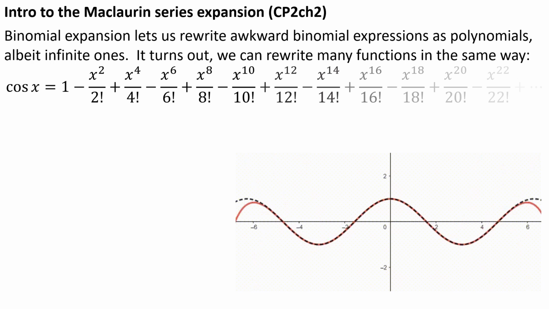Introduction to the Maclaurin series expansion. This is taken from the Core Pure 2 book, Chapter 2 for Edexcel Further Maths. The first thing to point out is that every function that you've come across so far, including many that you haven't, can be expanded in a way that so far you've probably only seen for binomial expansion.